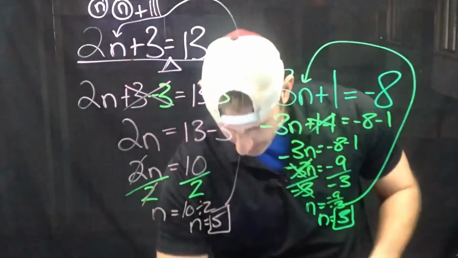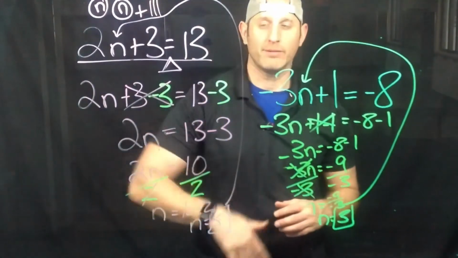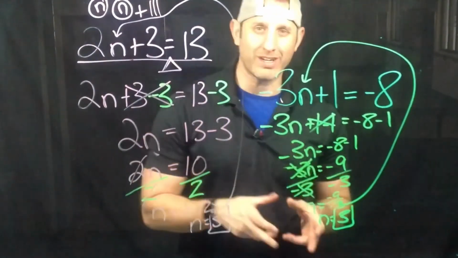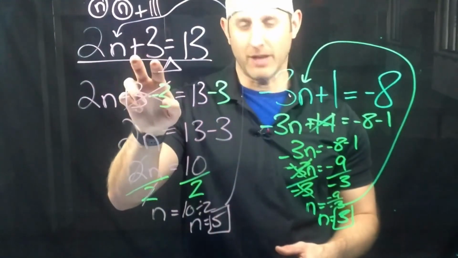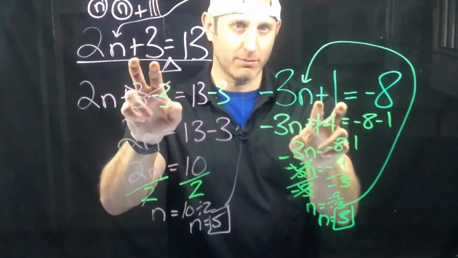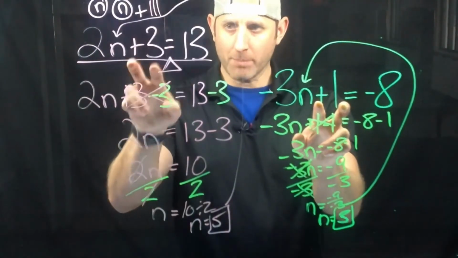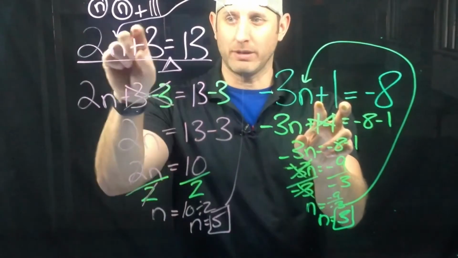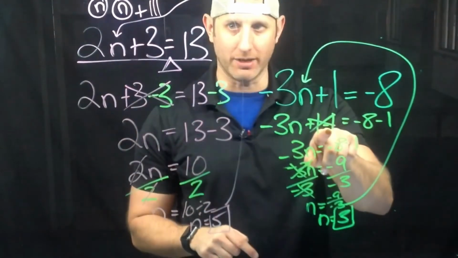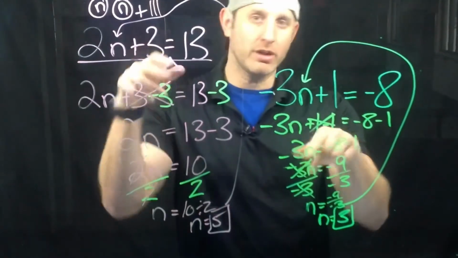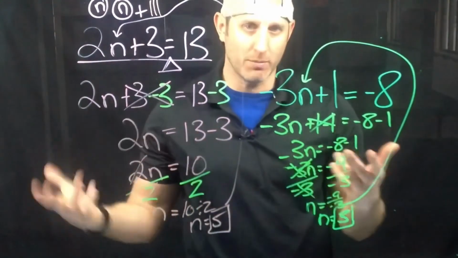So this is solving two-step algebra. Quick recap. First, do what is furthest away from the variable. In this case, plus 3 is. In this case, plus 1 is. Do the opposite of what you see. Plus 3 would be minus 3. Plus 1 would be minus 1. If it was a negative number, you'd add. If it was multiply, you'd divide. If it was division, you would multiply.